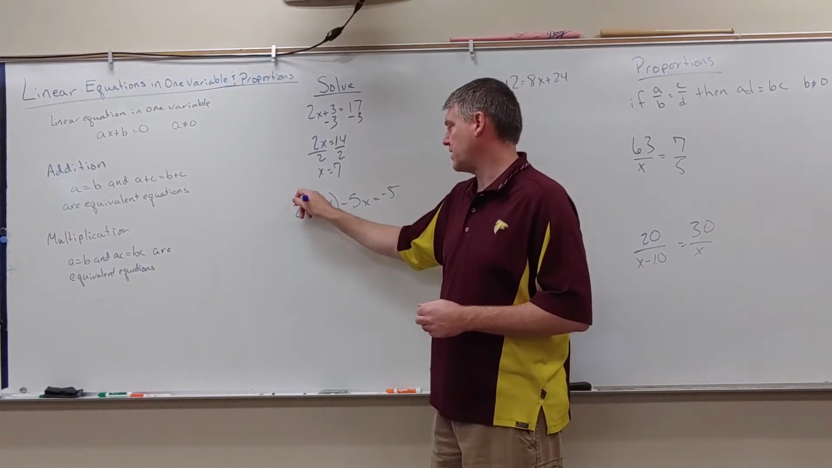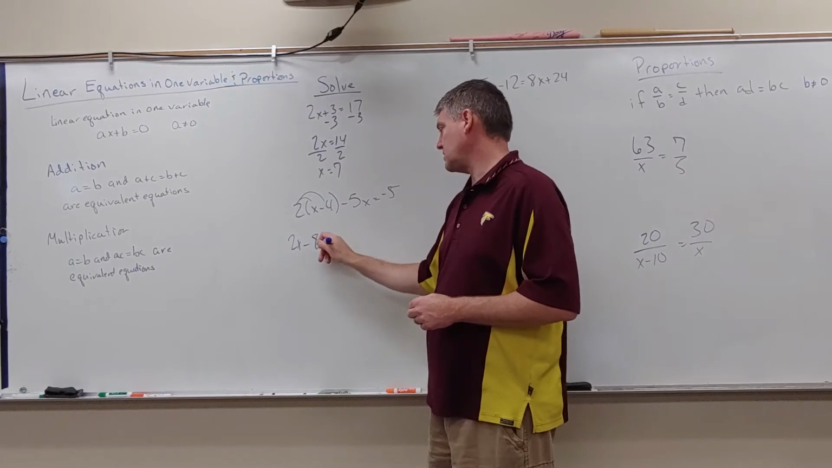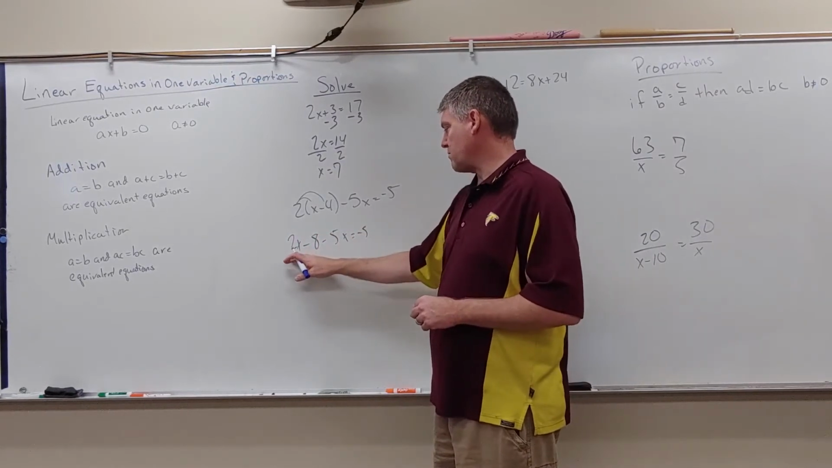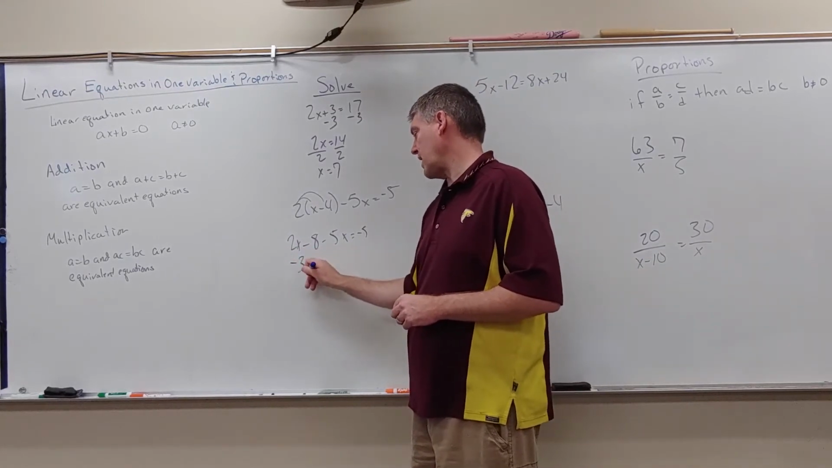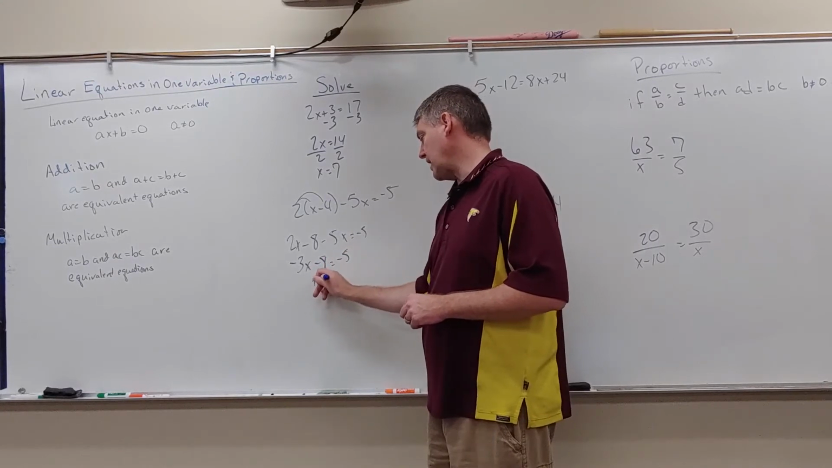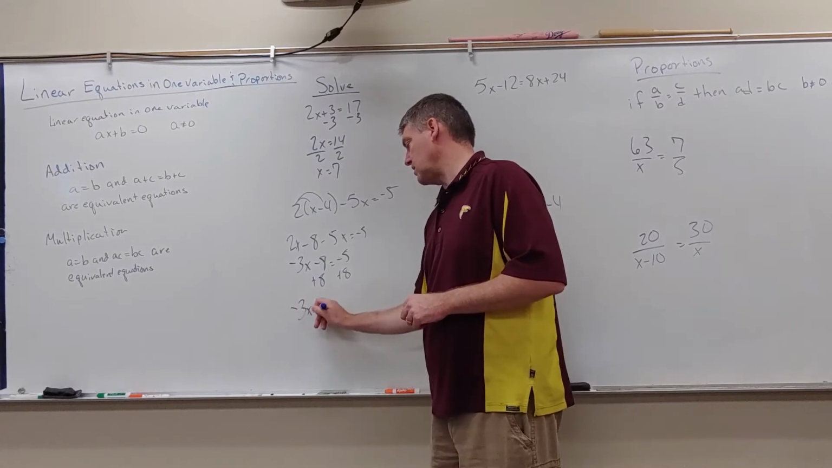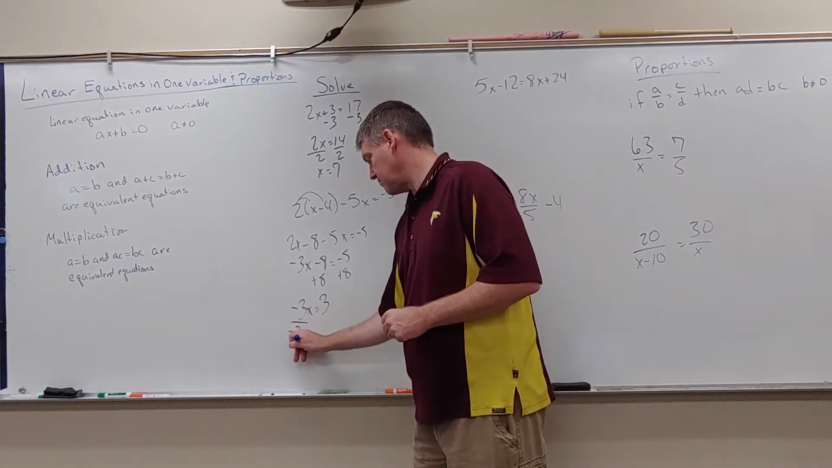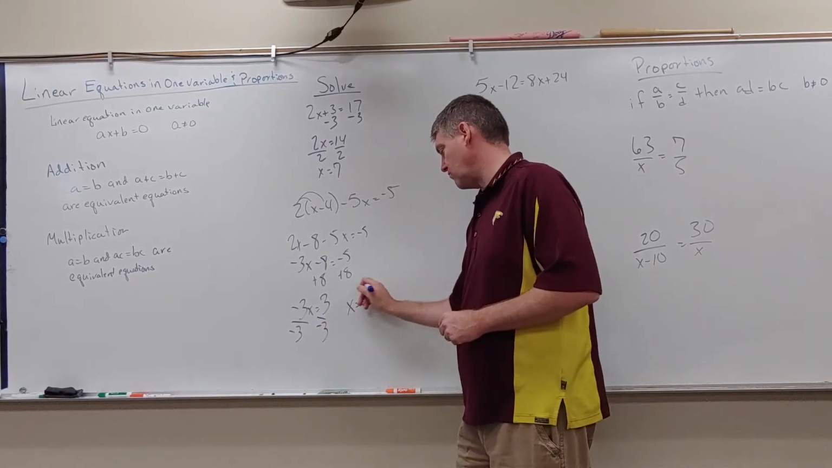So I'm going to distribute my 2. That gives me 2x minus 8 minus 5x equals negative 5. I'm going to combine here. So 2x minus 5x is negative 3x minus 8 equals negative 5. Add my 8 over. Negative 3x equals 3. And now I'm going to divide by negative 3, and I get x equals negative 1.